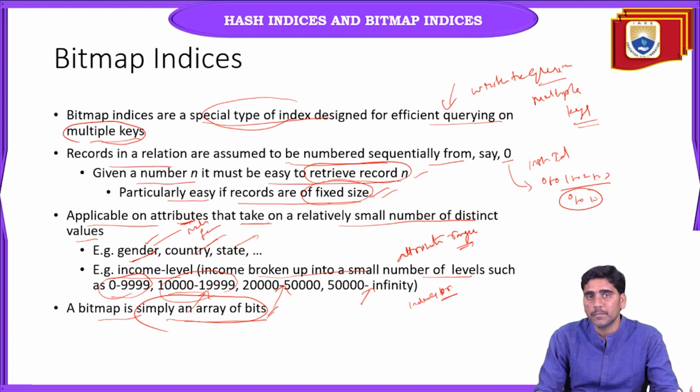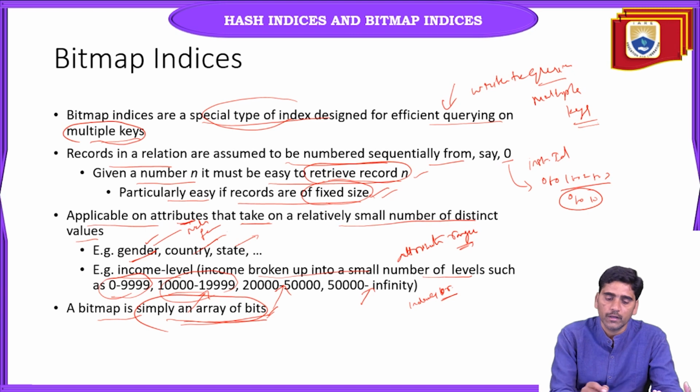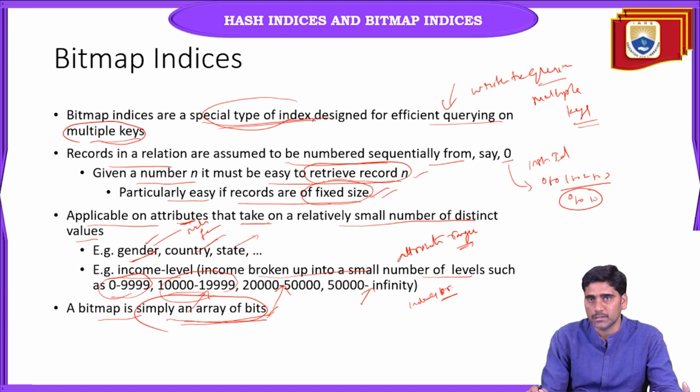The next is bitmap indices. Bitmaps are nothing but simply an array of bits. These bitmap indices are applied on multiple attributes. This is a very special type of index designed for efficient querying on multiple keys. For example, gender is one example, which contains both male and female attributes.